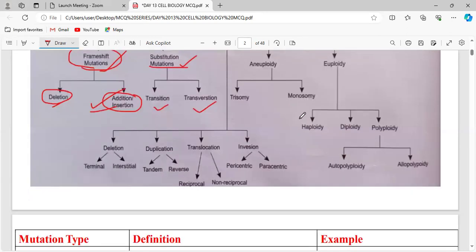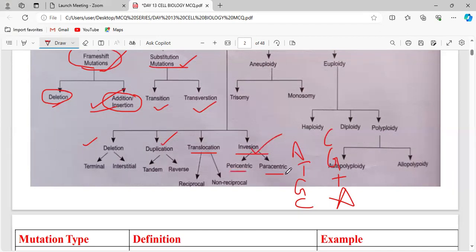Next, chromosomal aberration. Deletion means that if some of the nucleotides have been deleted. Duplication means that if the nucleotides are duplicated, for example ATGC, and that ATGC is duplicated once again. Translocation means it has been relocated, the place has been changed. Inversion means, for example, ATGC becomes CGTA, the entire frame has been inverted. That is why we call it inversion.